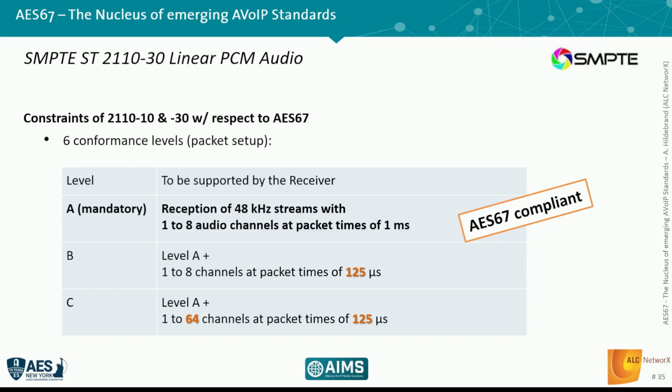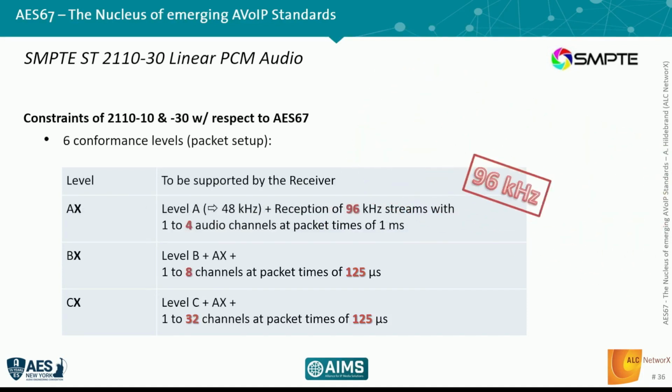So in other words, any AES67 device is fully compliant with the requirements of 2110-30. Then there's also the X levels, which deal with the very same 3 levels, but with 96 kilohertz, but they are all not required. They are all optional conformance levels.